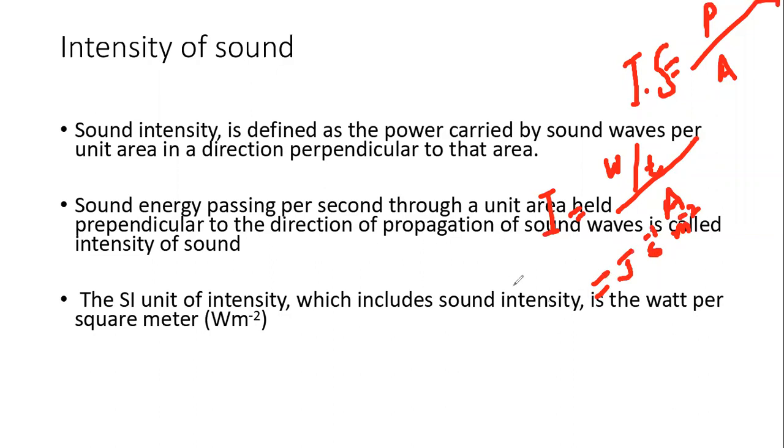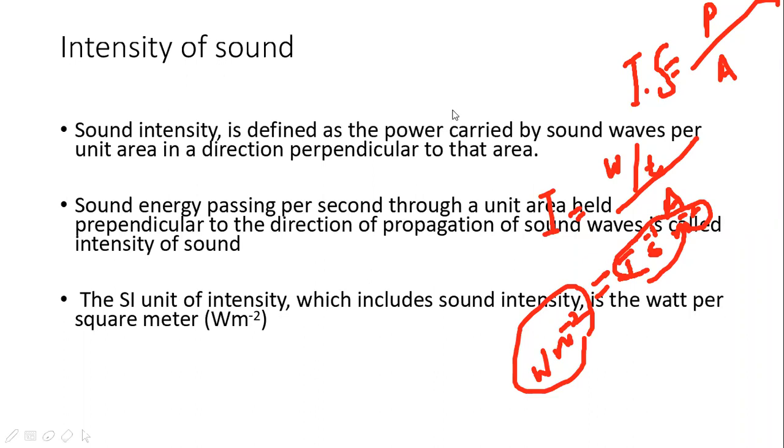And the unit according to the first equation is watt per meter square. So watt per meter square is equal to joule per second per square meter. So intensity of sound is the power exerted on a unit area held perpendicular to the direction of propagation of sound. The unit of intensity of sound is joule per second per square meter or watt per meter square.